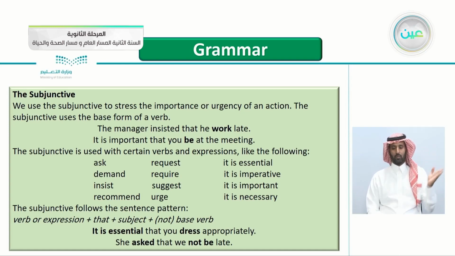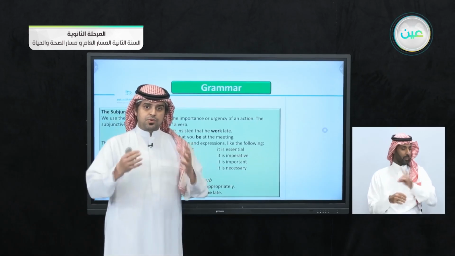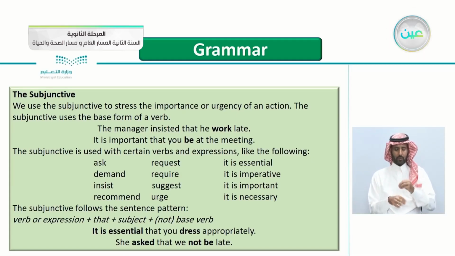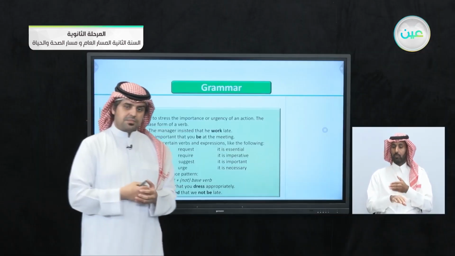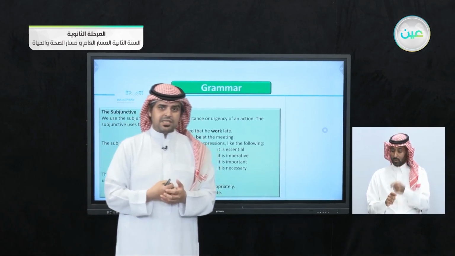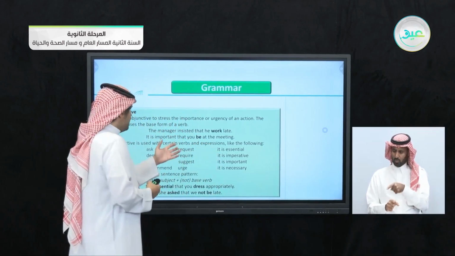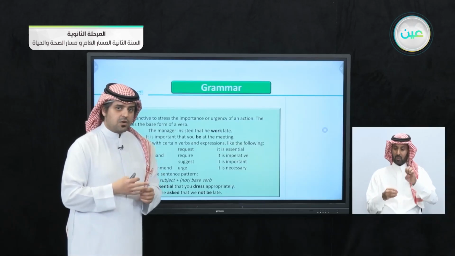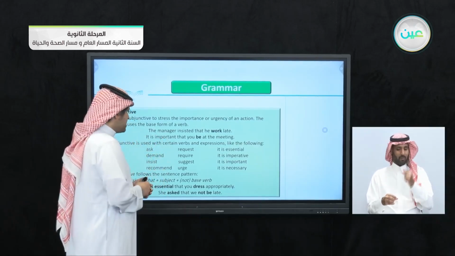The subjunctive uses the base form of a verb. When you want to put a verb, the thing that I want you to do now, use the base form. Don't add anything else. For example here, the manager insisted that he work late. The manager insisted. So this is a subjunctive here. Insisted. It means that he wants me to do it now. The manager insisted that he work late. Notice the verb work here is in the base form. We didn't add ed, we didn't add ing, so it's in the base form.